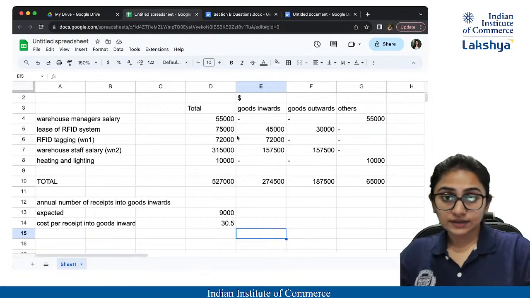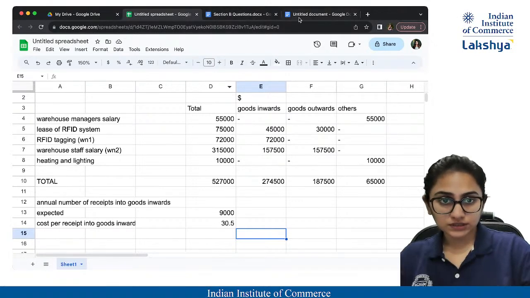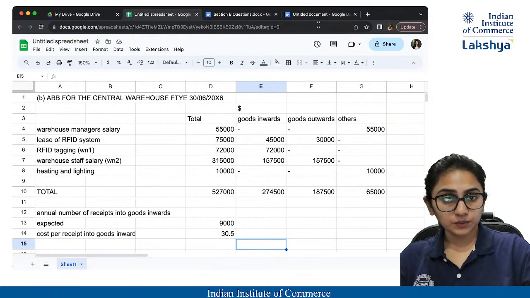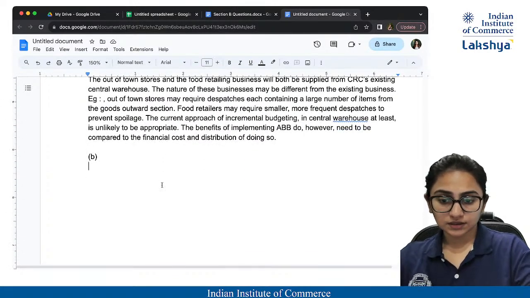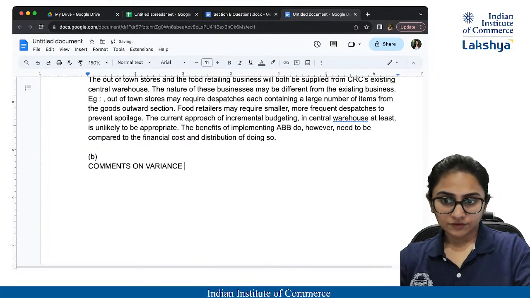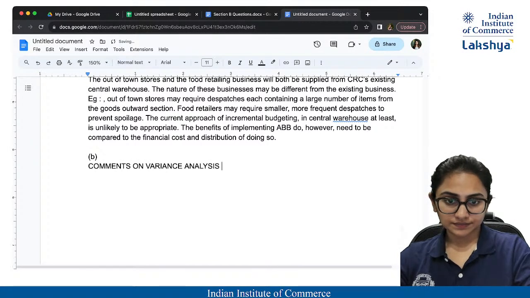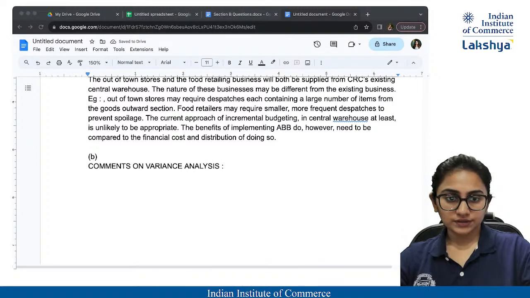Now not just that, but you have to also comment on this. So comment part needs to be done in Word. So go here, type the B part and write comments on variance analysis. Okay, so you have to comment on that.